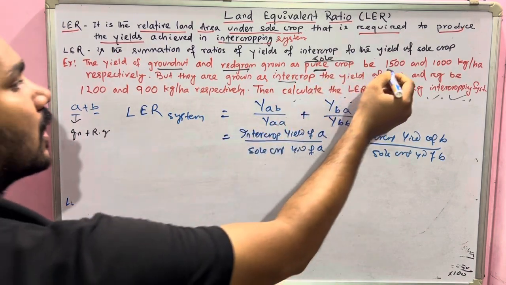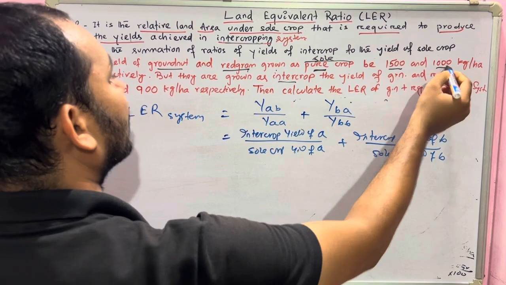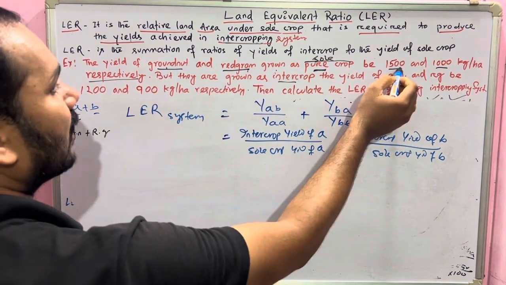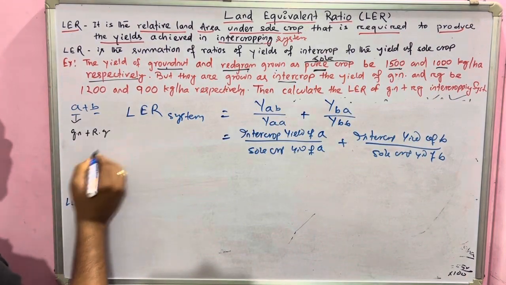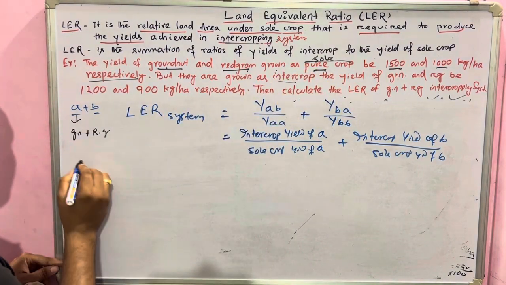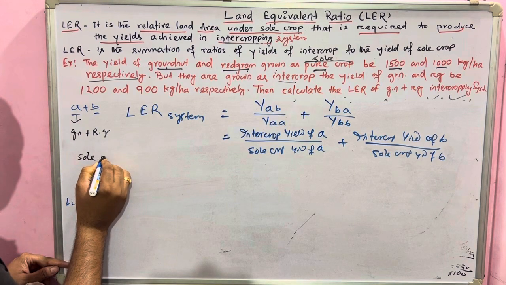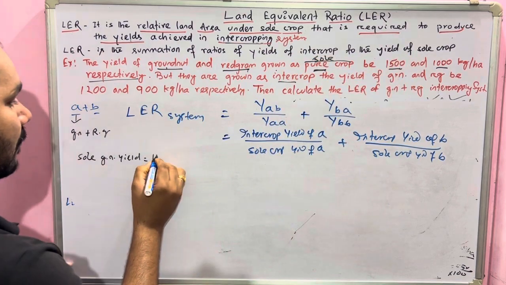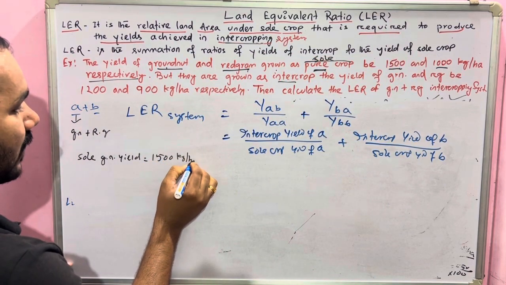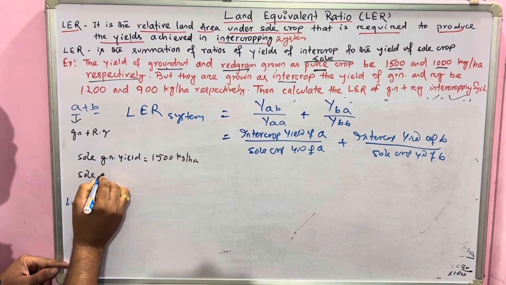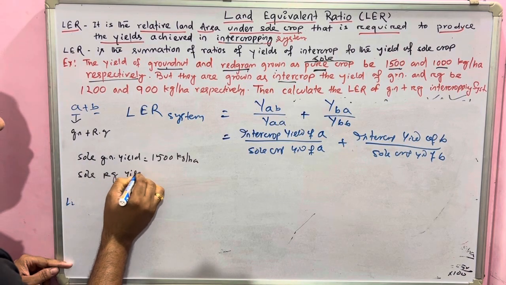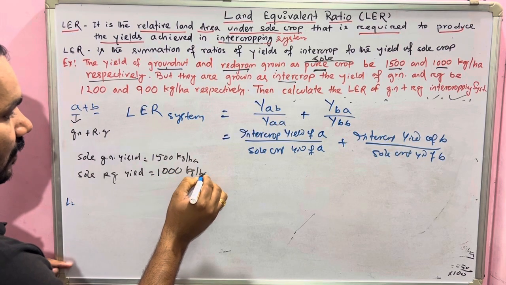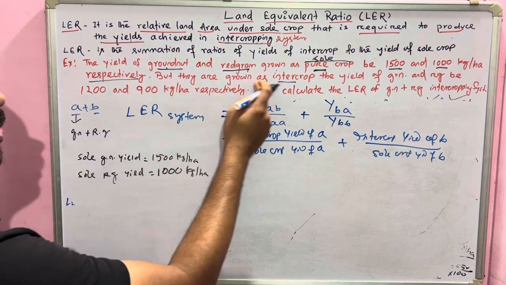So what is the yield of sole crop? It is 1500 and 1000 kg per hectare respectively. That means the sole crop groundnut yield is 1500 kg per hectare, and then the sole red gram yield is 1000 kg per hectare. But they are grown as intercrop.